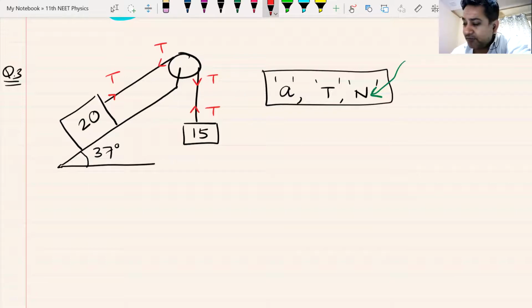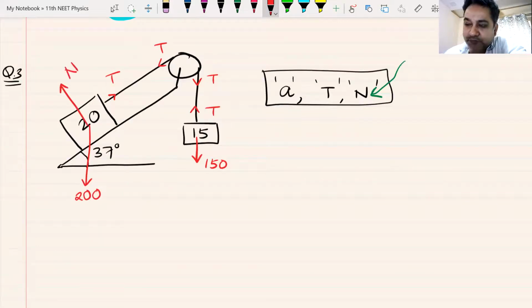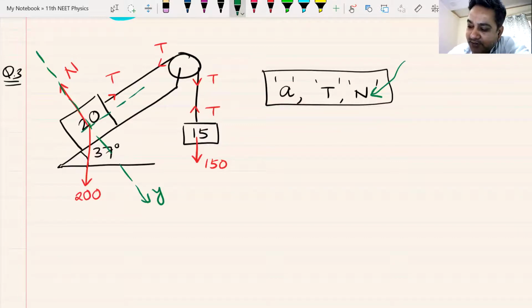Let us now start with this 15 kg block. 150 newtons is the force here. Let me start with the 20 kg block. 200 newtons is the force here. Normal reaction is the force here. Now remember, for this block, the x and y axes are like this. This is my y axis and this is my x axis. I hope everyone remembers this.